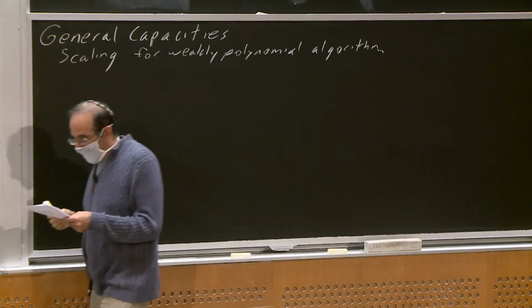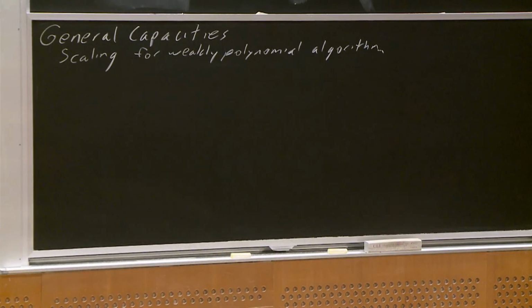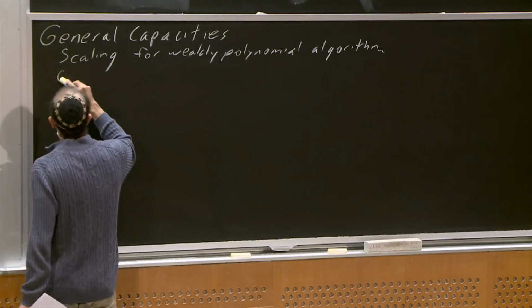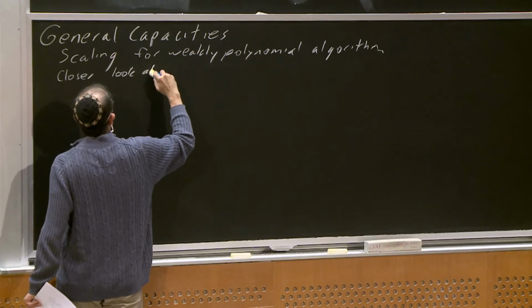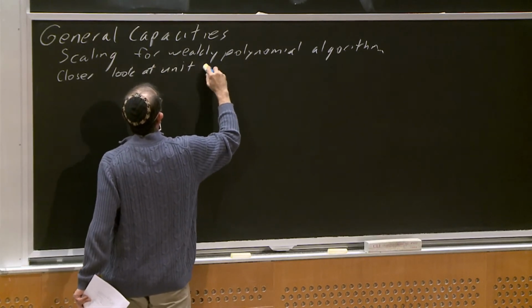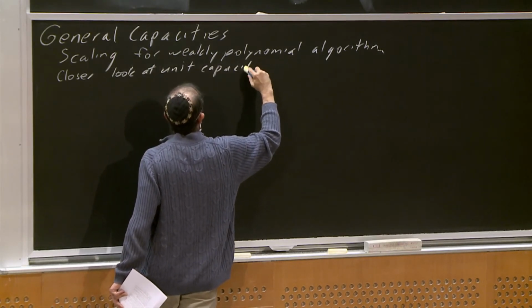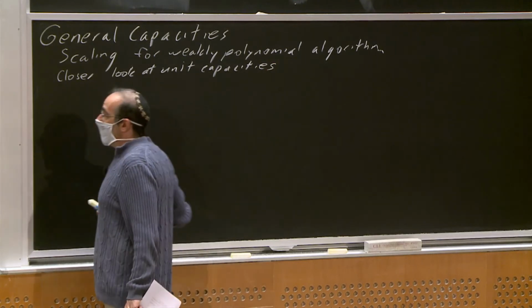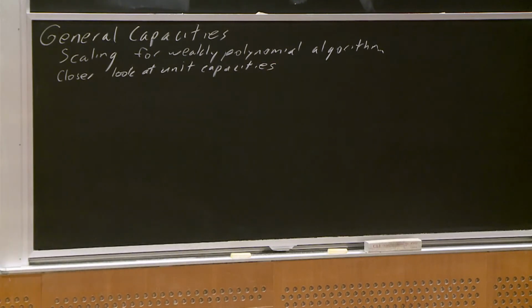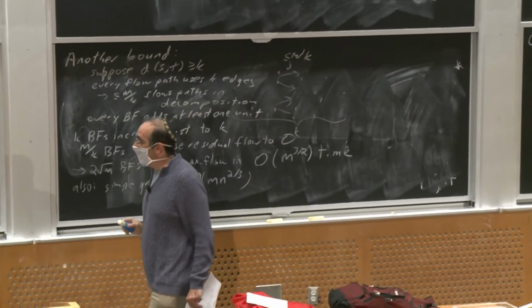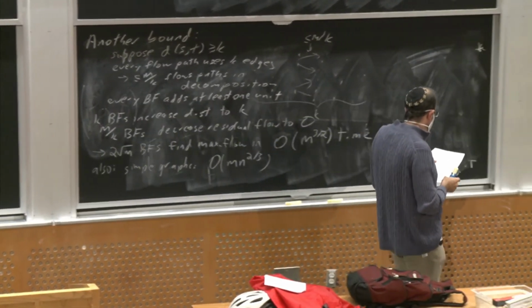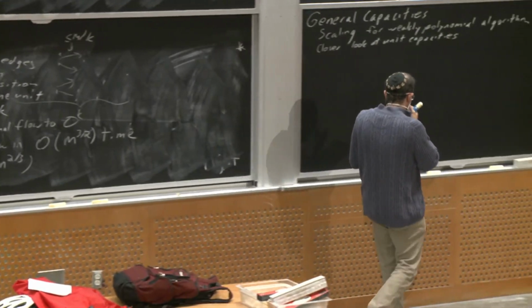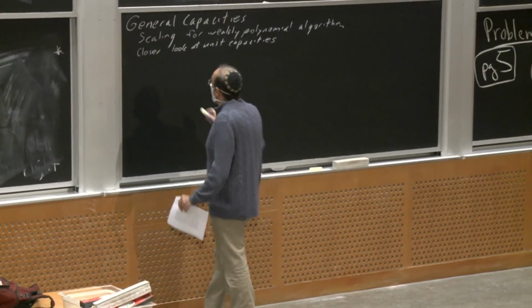So actually, in order to talk about this scaling, let me take a closer look at the unit capacity case. I said before that the blocking flow runtime is order mn, okay? But we can actually be a little bit more precise than that, okay?